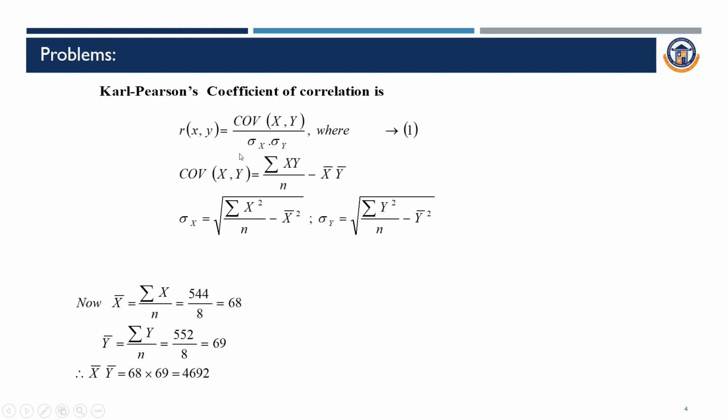Now we write the correlation formula. R of x comma y is equal to covariance by sigma x into sigma y. Before finding sigma x, sigma y, that means standard deviation of x, standard deviation of y and covariance, we calculate x bar and y bar. The x bar formula is summation x by n. We write the summation x from the table, 544 by 8. Its answer is 68. Similarly, you find y bar. Its answer is 69. Next, we multiply x bar and y bar. Answer is 4692.